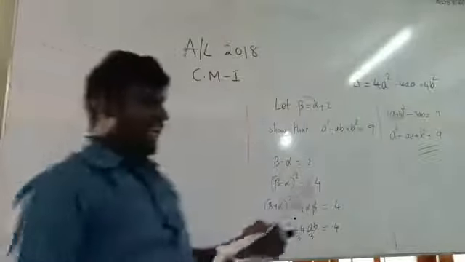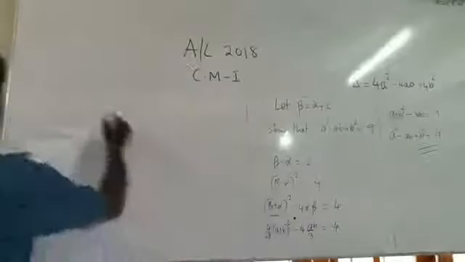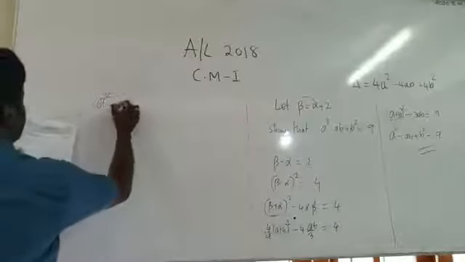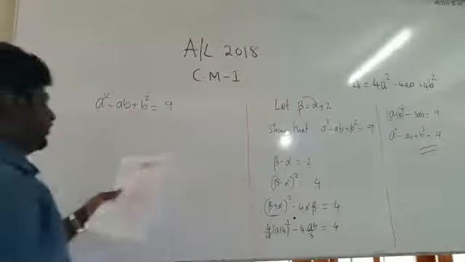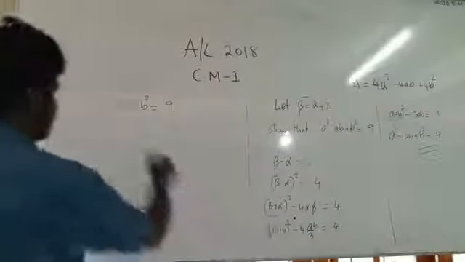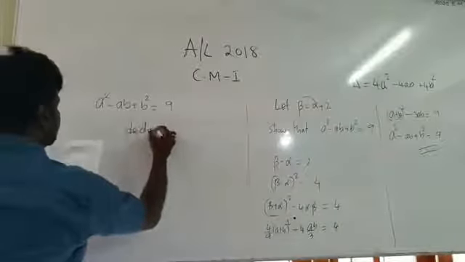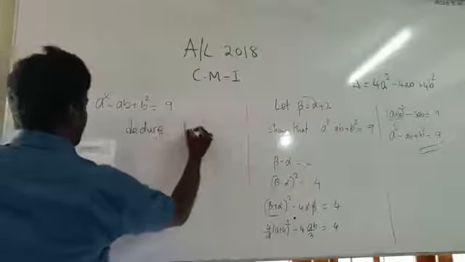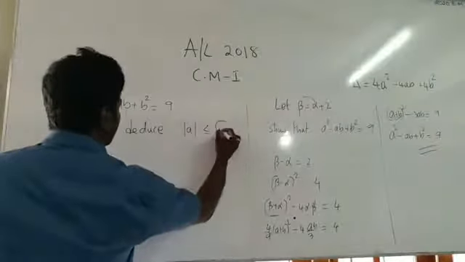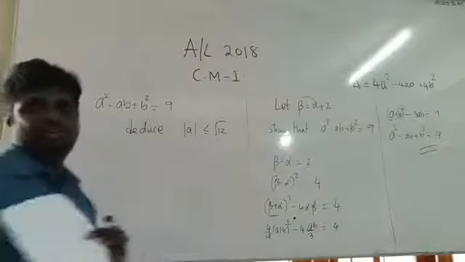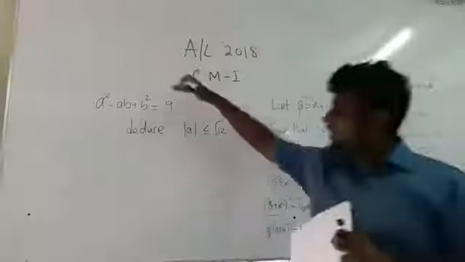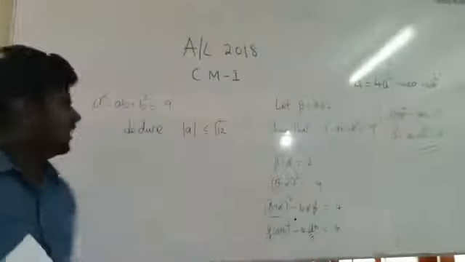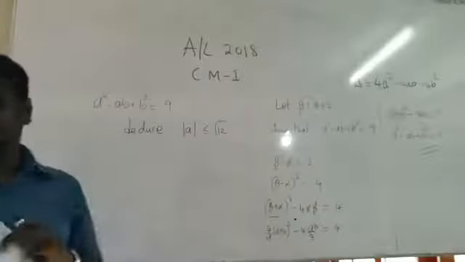Right. Now what they say: show that a square minus ab plus b square equals 9. That's okay. Then deduce that mod of a is less than or equal to square root of 12. That's a problem now. So we have this statement, and now you have to prove that.